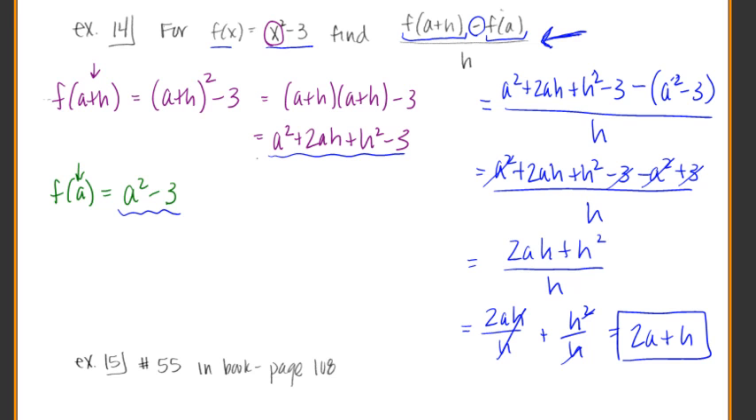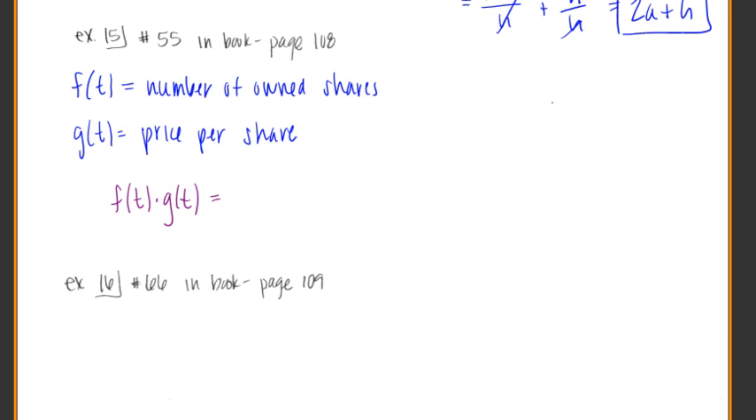Let's go on to example 15, which is number 55 in the book. So grab your books again. Let's look on page 108 at number 55, and let's start right back up. In this example, all we're doing is just practicing understanding the notations and building more towards real world. It says that f of t is going to represent the number of shares that Nancy owns in IBM. And then g of t is going to represent the price per share.